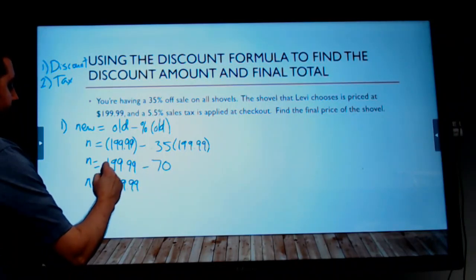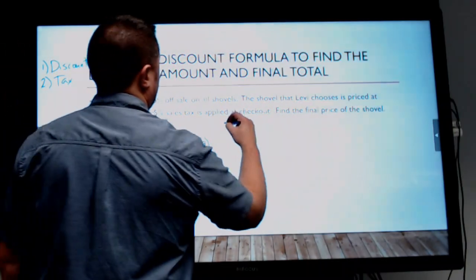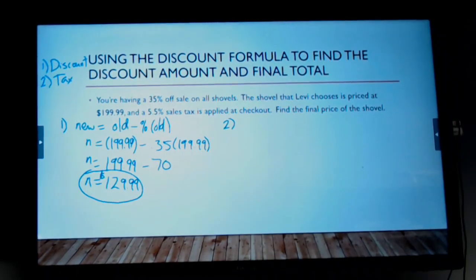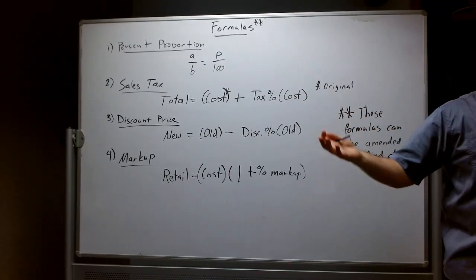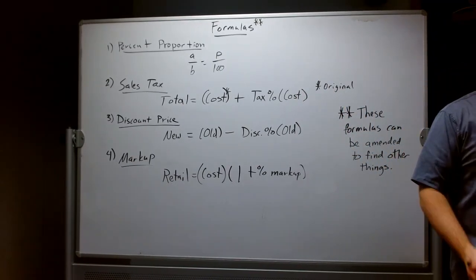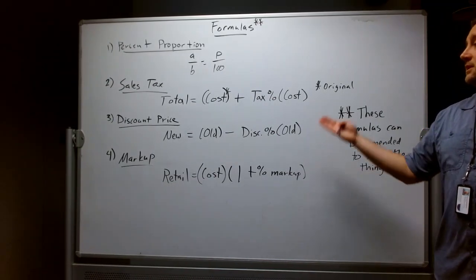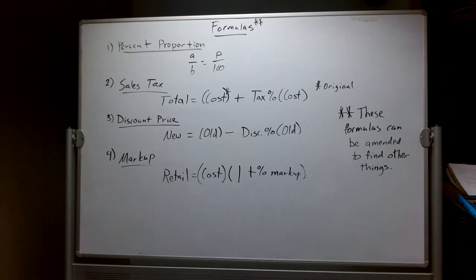Okay, that's not your answer. That's something you have to have for your answer. That's just part one. Part two is the tax formula. The tax formula says the total is equal to the cost or the price or original price, whatever you want to call it. In this case, you can call it the retail price. These are interchangeable. It's the price plus the tax percentage of the price. So we'll jot that down.